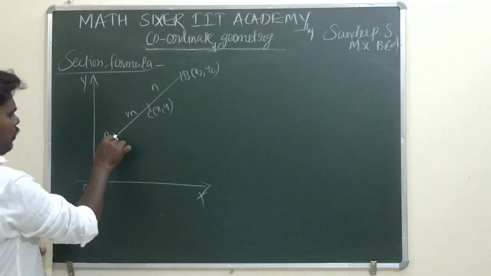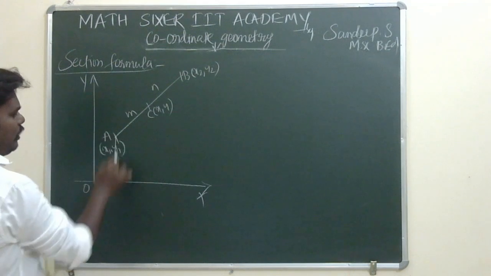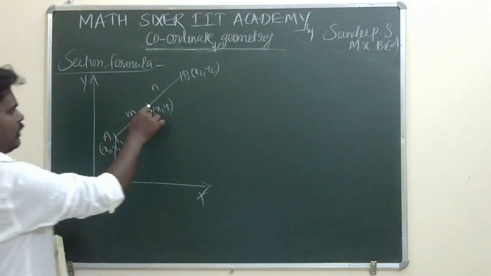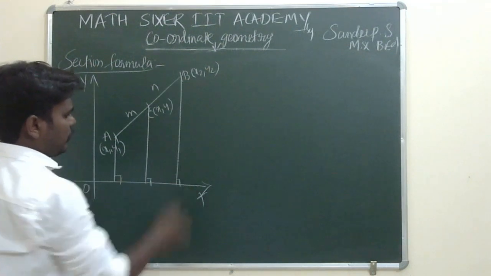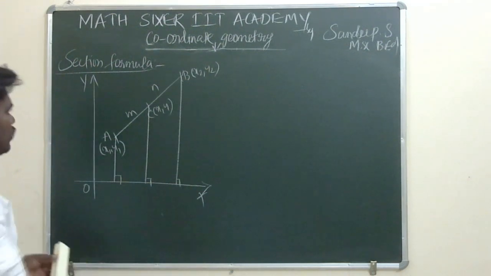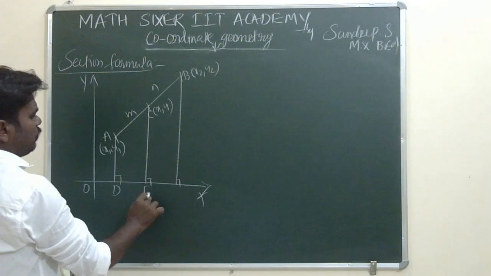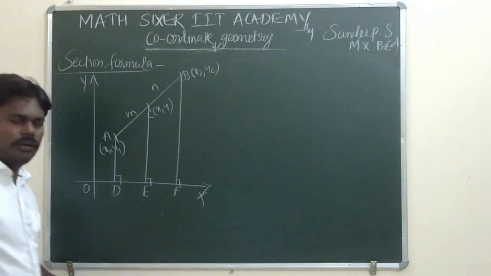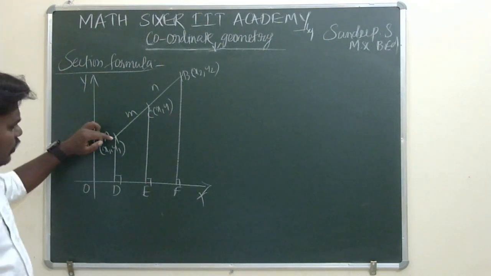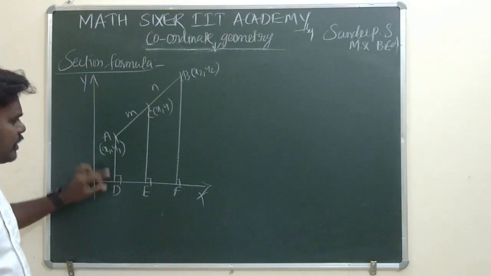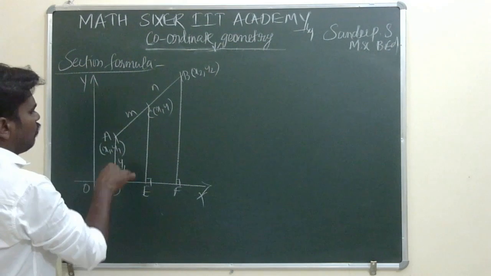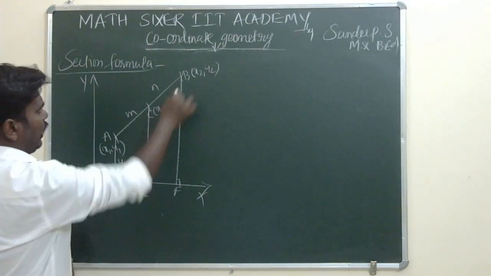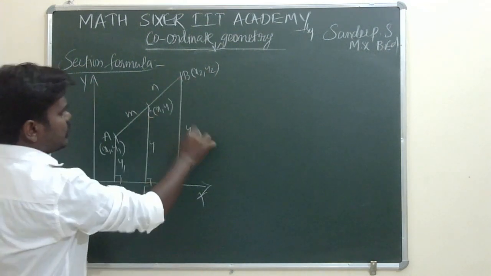First of all, draw the perpendiculars from the vertex A to the x-axis, from C to the x-axis, and also from B to the x-axis. Identify the points D, E, F. Now the perpendicular distance from the point A to the x-axis is nothing but the y coordinate. That means AD is y1, CE is y, and BF is y2.